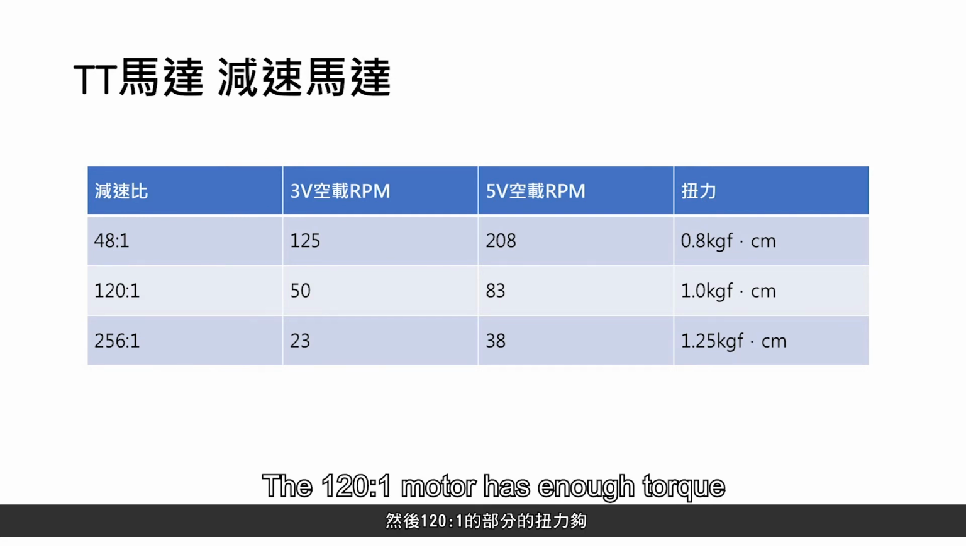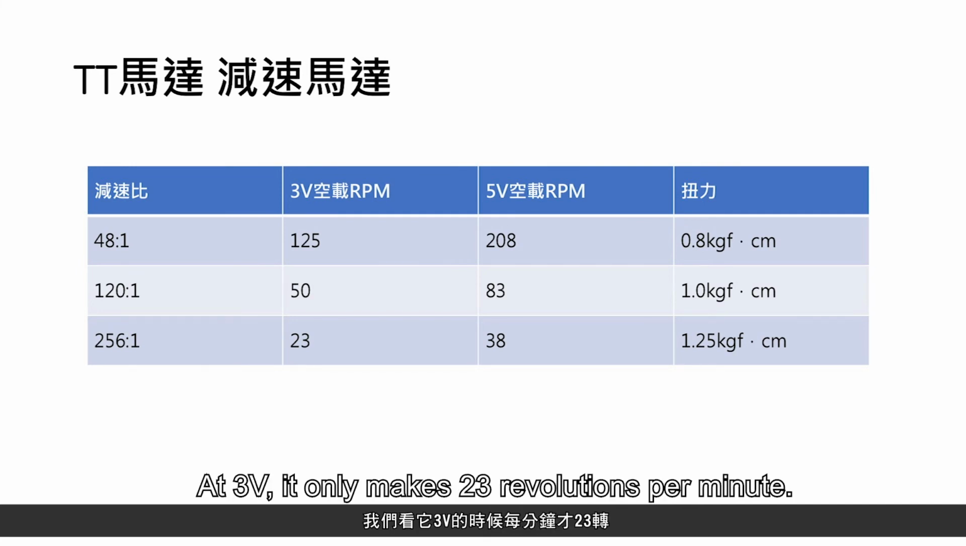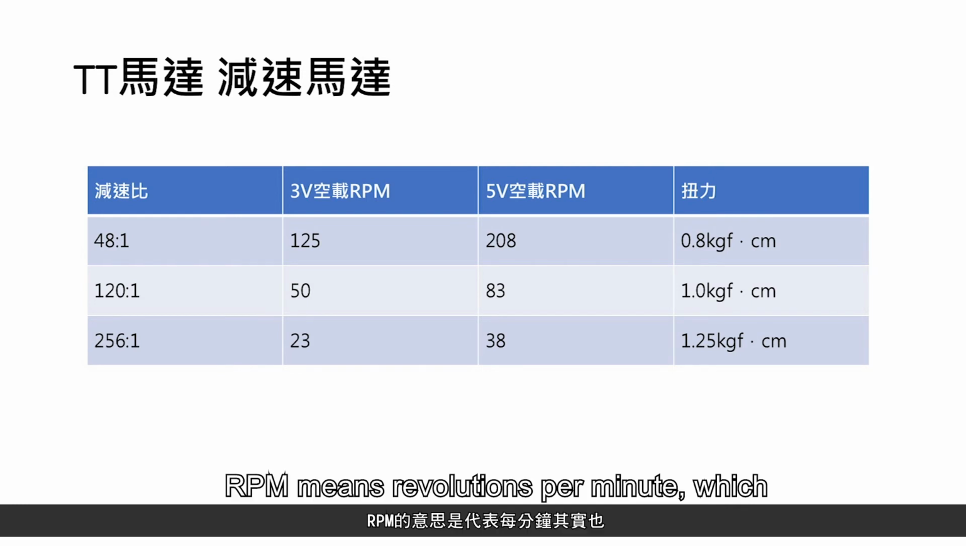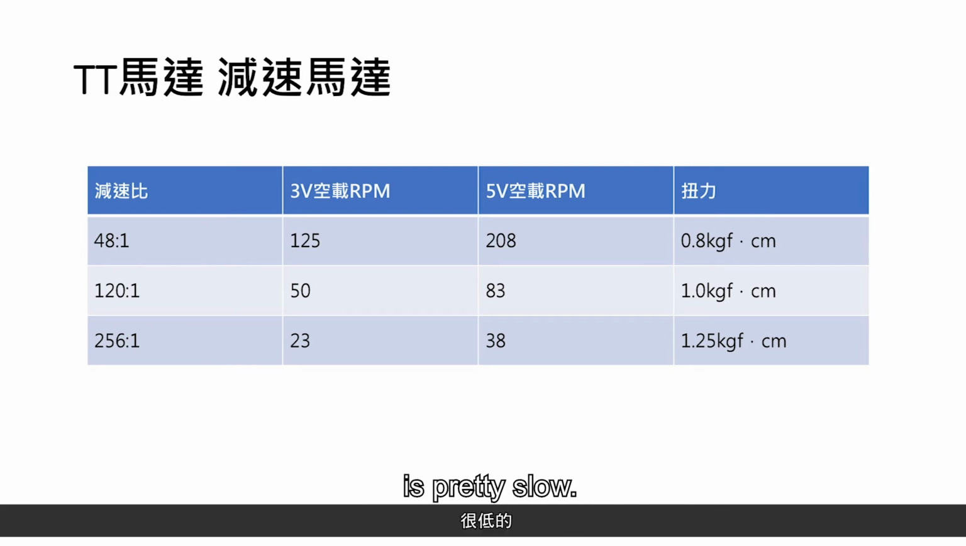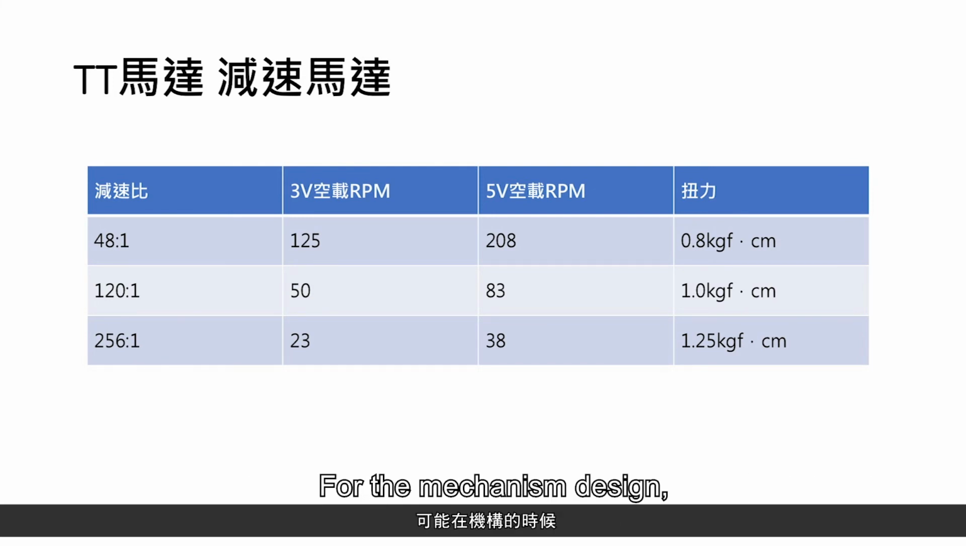The 120 to 1 motor has enough torque, but its speed is not fast. So it will depend on your loading and make adjustments. The 256 to 1 motor is hardly being used. Why? Because its speed is too low. At 3 volts, it only makes 23 revolutions per minute. RPM means revolutions per minute, which is pretty slow. Compared to the 48 to 1 motor, it's 1/5 of its speed. Its speed is too slow, but its torque is pretty high. It can be used in applications where it requires high torque output for the mechanism design. It depends on your own needs.